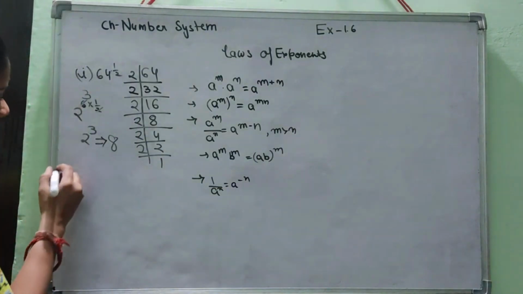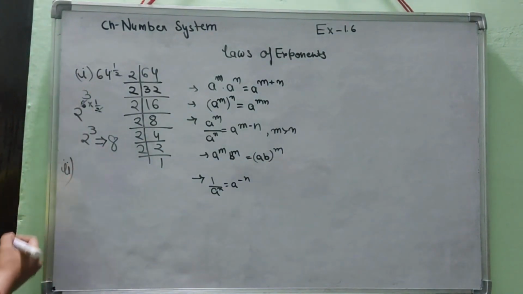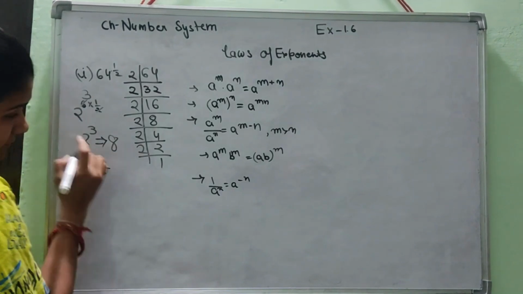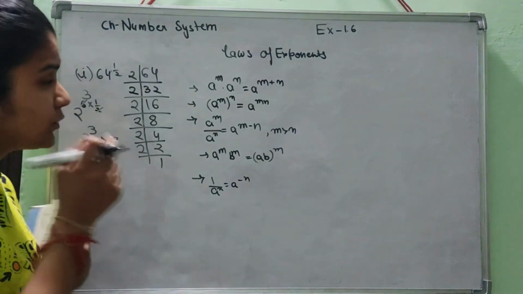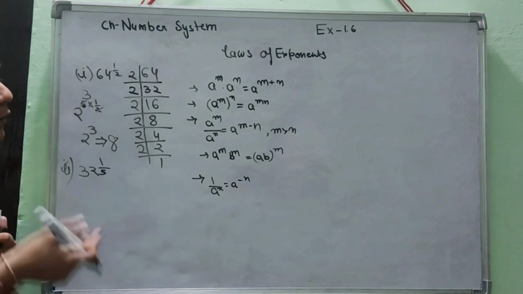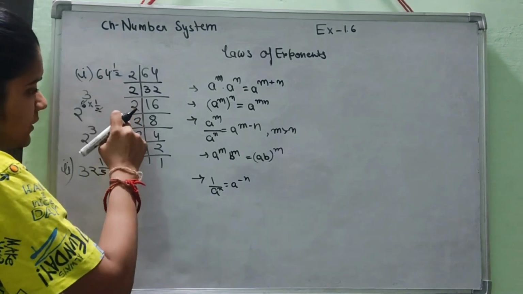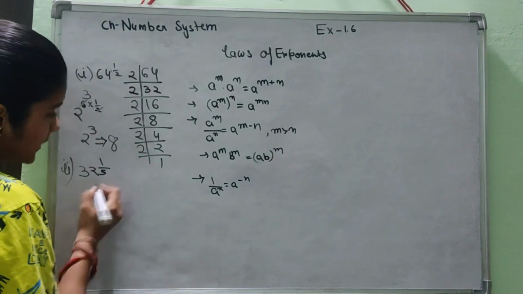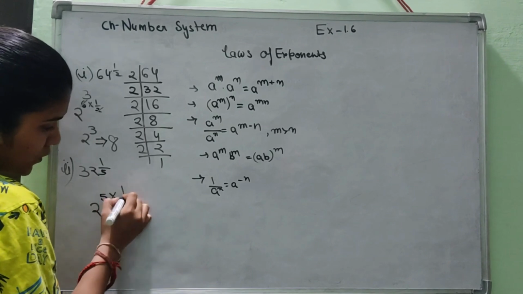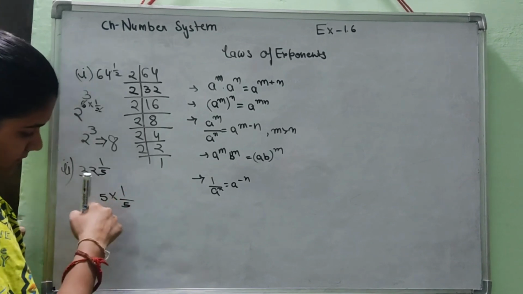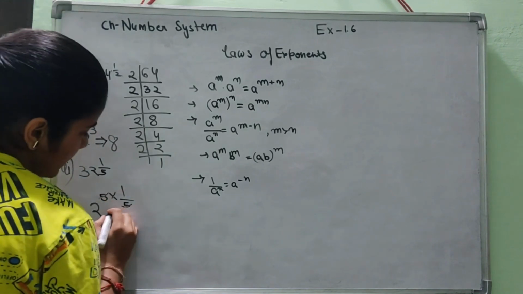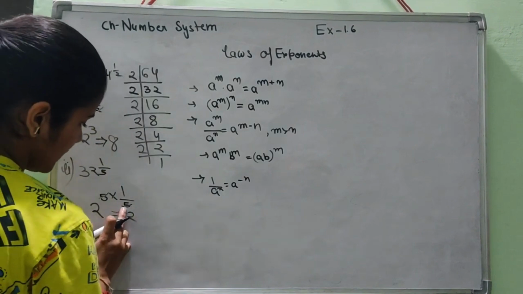Coming to question number 2. The question is 32 to the power 1 by 5. If we are smart enough, we should know we have already prime factorized 32 here. Now we only need to count its factors: 1, 2, 3, 4, 5. So 32 can be written as 2 to the power 5 into 1 upon 5. 5 gets cancelled by 5, giving 2 to the power 1, which is 2.